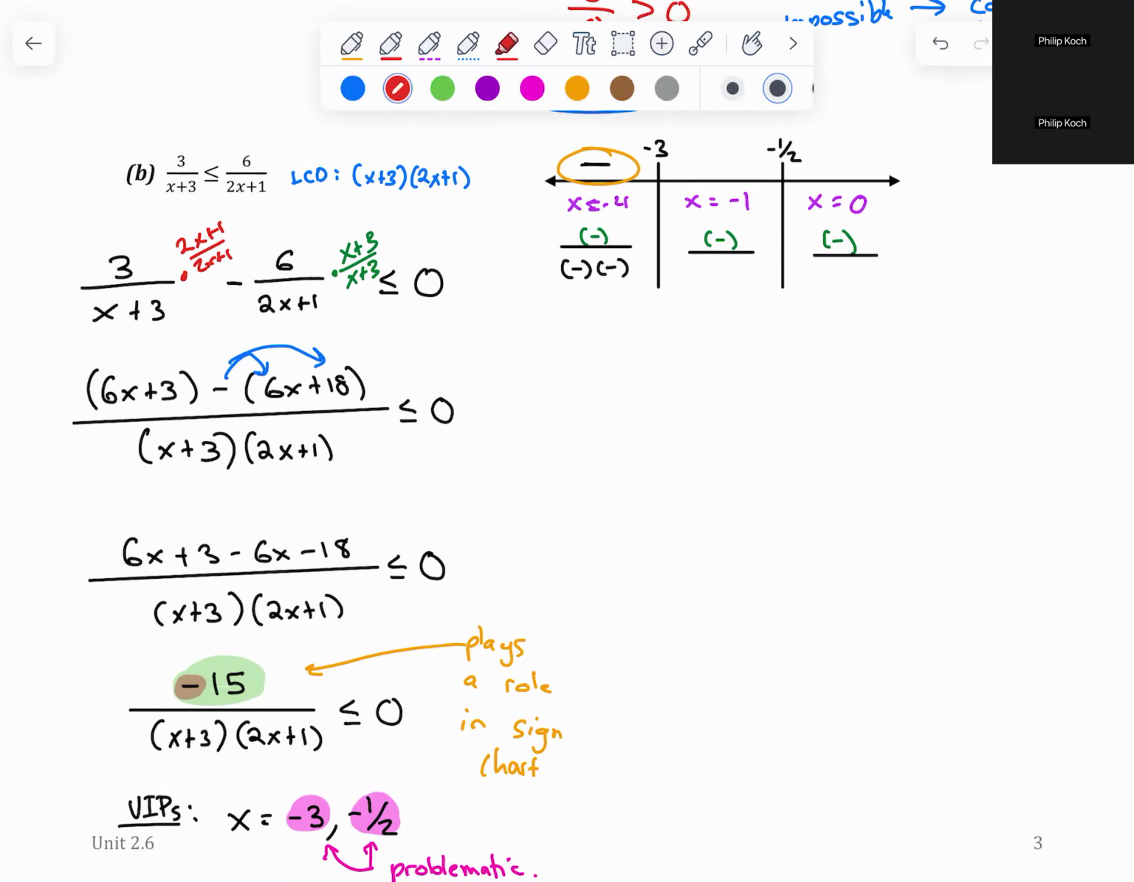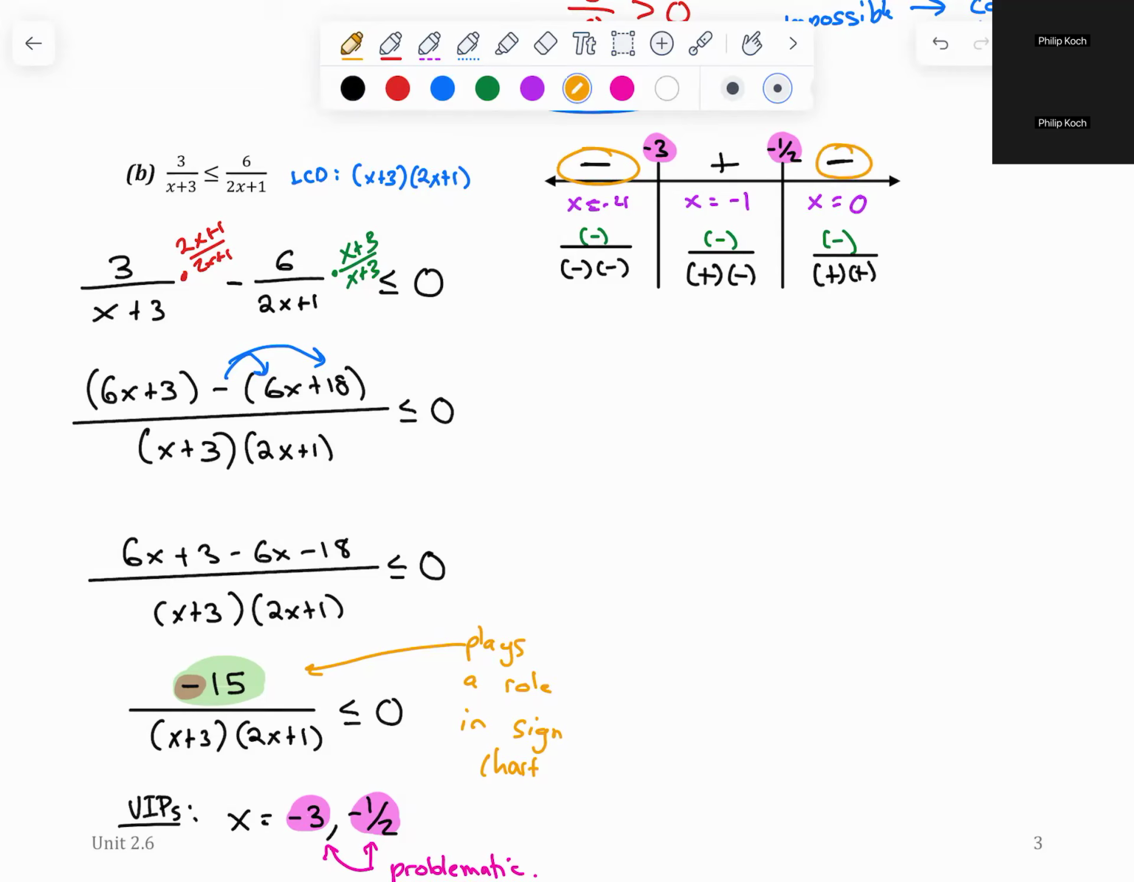I forgot to do something. I forgot to highlight my problematic VIPs. It's something I've forgotten over the years because I'm so used to it. I've done it so many times that I know to already check for it. But either way, I'm going to highlight them. When I plug in -1, it'll become positive times a negative. So that's 2 negatives. That's a net positive. And then if I plug in 0, I'll get a positive times a positive in the denominator. That's 1 negative. That's a net negative, and that's a piece that I want.